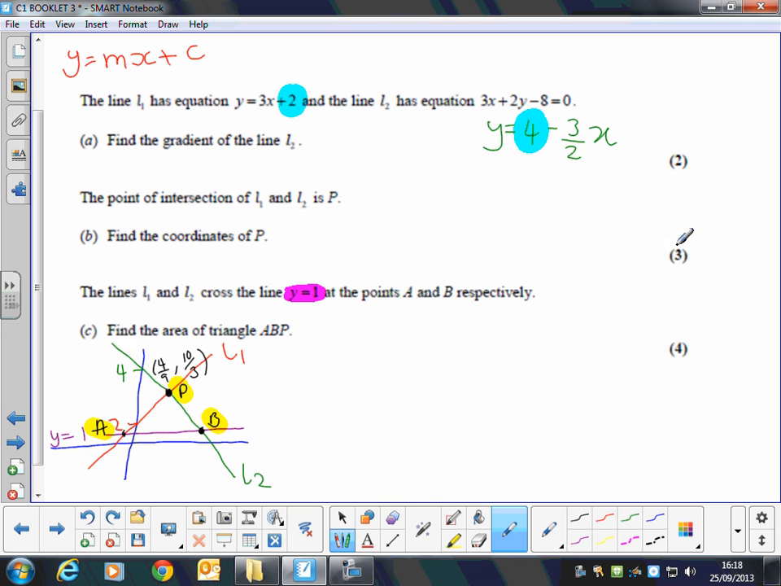C1 Coordinate Geometry Exam Question May 2007, Part C. In this question, we've been given the line L1 and L2.